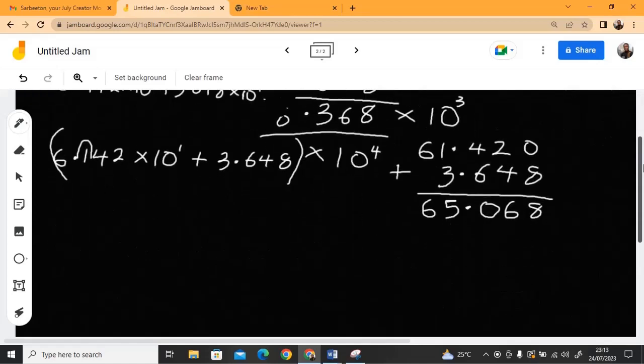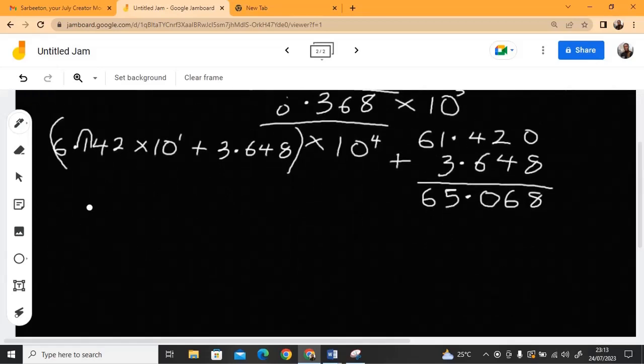Let me scroll down. So you have 65.068 times 10 raised to the power of 4. Now when you look at this very well, it has not satisfied the rule of standard form, because only a one-digit number must be before the decimal point. So I have to change this one also, moving the decimal point to the normal place it should be. You move it here.